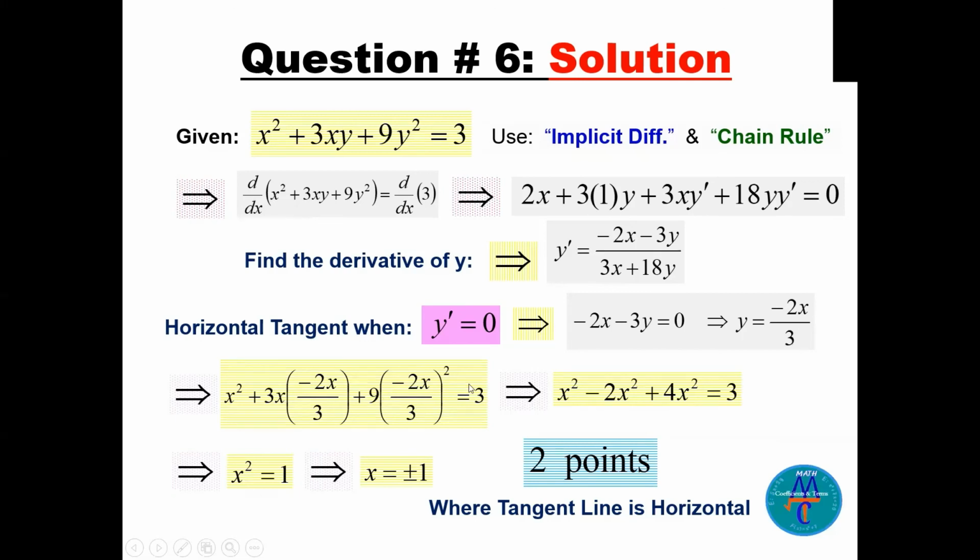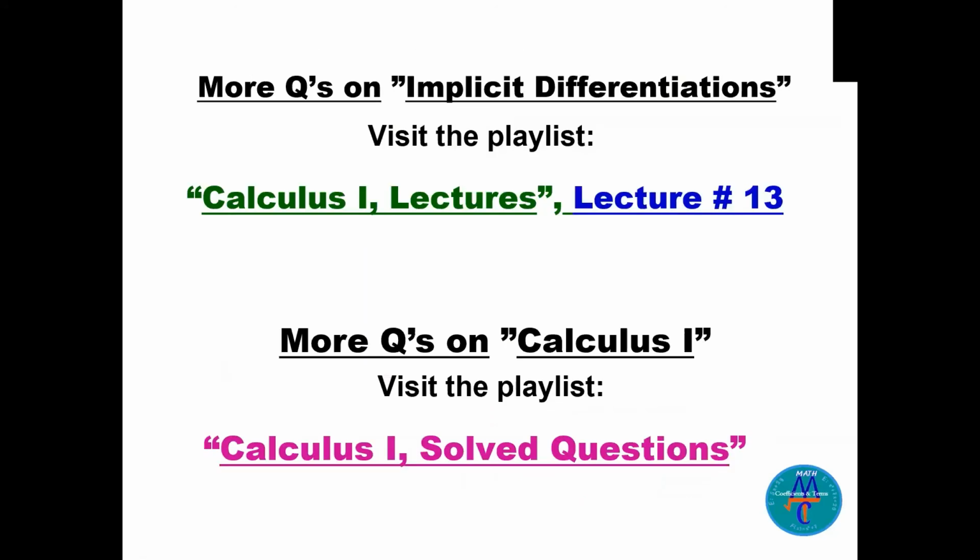Simplify the whole equation, remove the fractions, multiply by the LCD, you will get x squared minus 2x squared plus 4x squared is equal to 3. Simplify more, x squared will be 1. So x will be plus or minus 1. So at 1, we have a horizontal tangent. At minus 1, we have another horizontal tangent. So the answer for the question will be 2 points, because the question said, how many points where the tangent line is horizontal? 2 points.